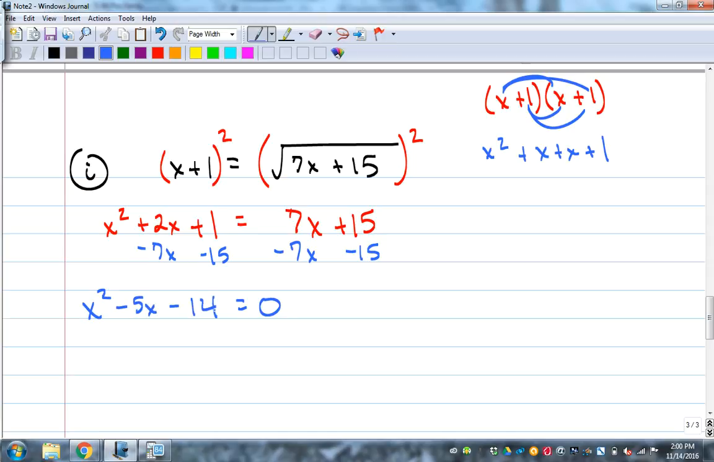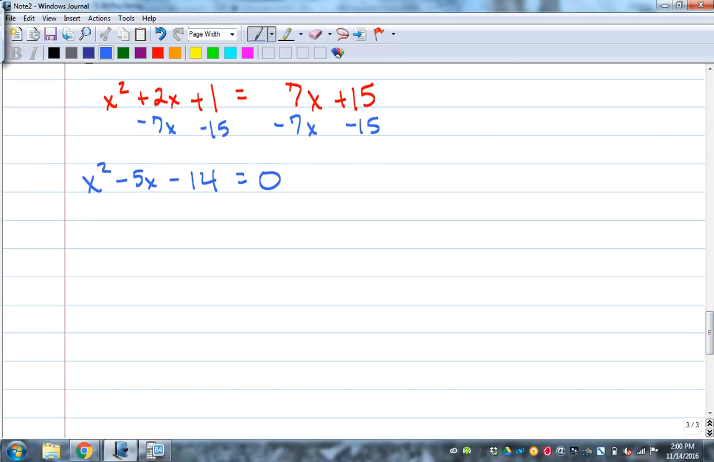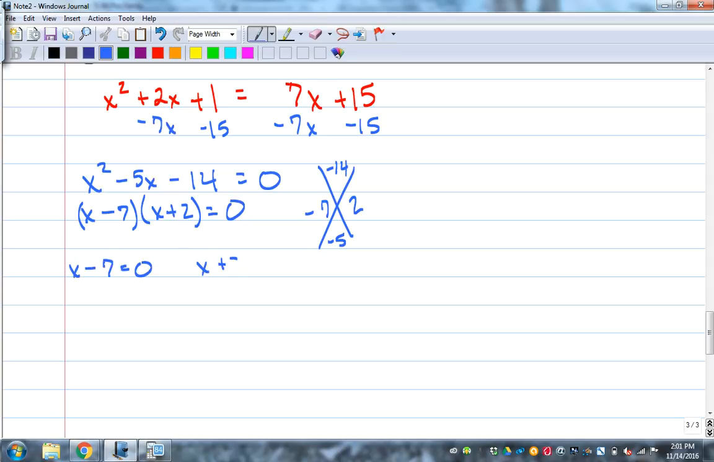So we end up with a quadratic. There's a lot of ways to solve quadratics. One way is factoring. One way is quadratic formula. The x thing will work on this one, yeah. Negative 7 plus 2. So x minus 7, x plus 2. Set each factor equal to 0. Now, we got to check those.